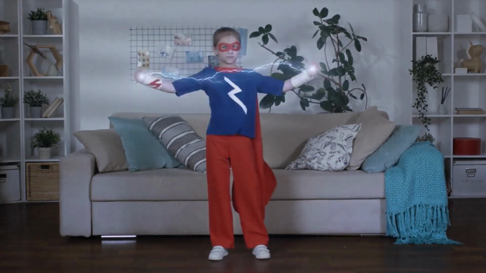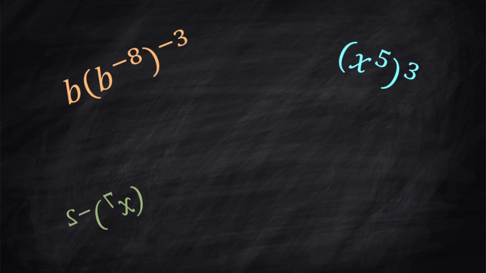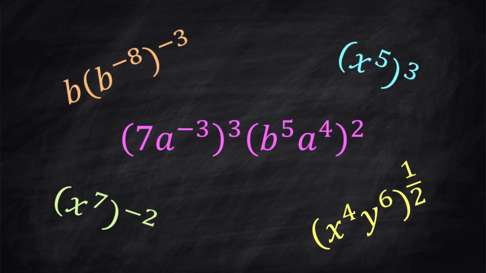Powers to powers. Seriously, we're going to have exponents on top of exponents. Just when you think it can't get any more complicated, it does. We're going up a level. Let me show you how this works.